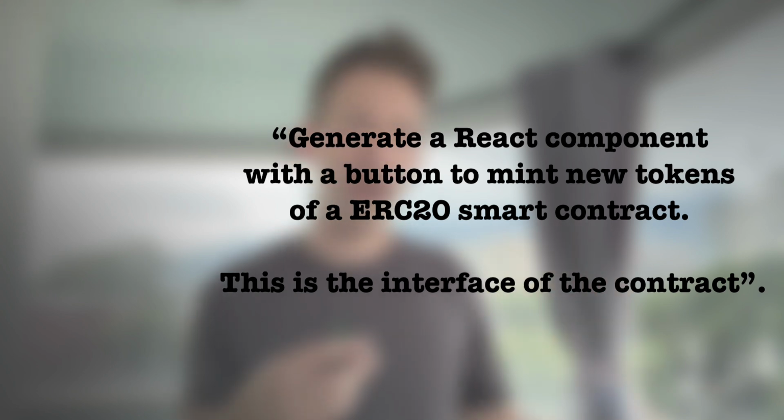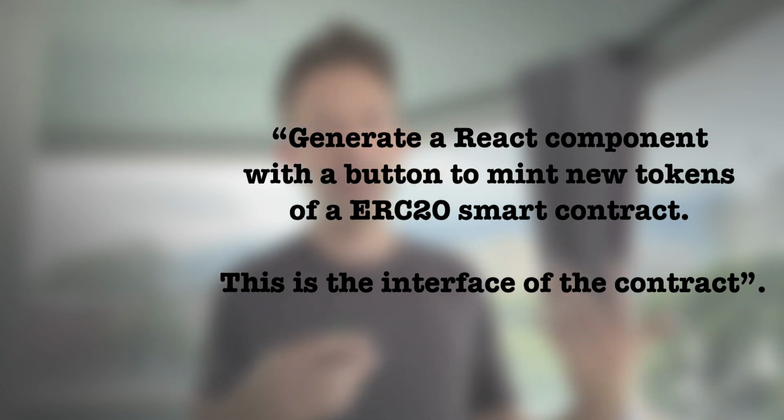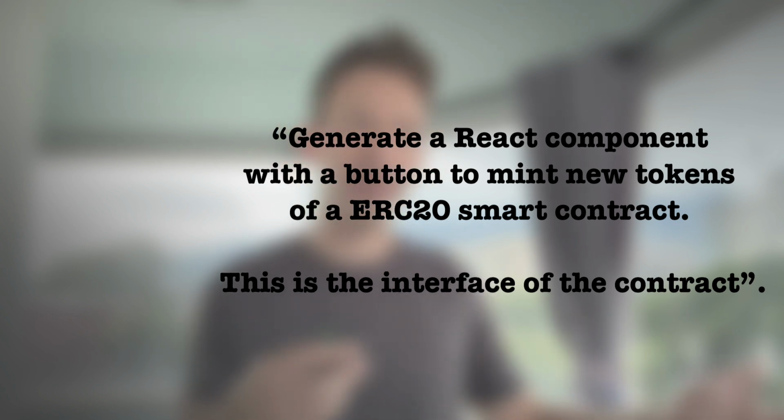And in a typical blockchain app, you also have a front end, and you can also use AI for that. So for front-end code generation, I would start in V0 with a prompt like, generate a React component with a button to mint new tokens for an ERC20 smart contract, this is the interface of the contract. And then once I'm satisfied, I would also take this to Cursor AI.